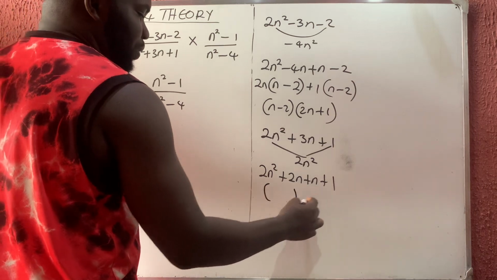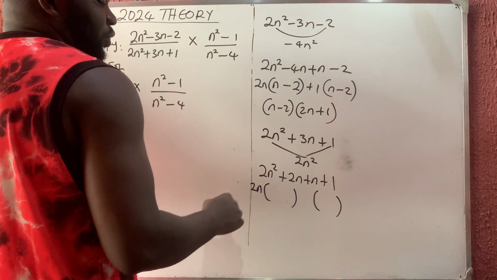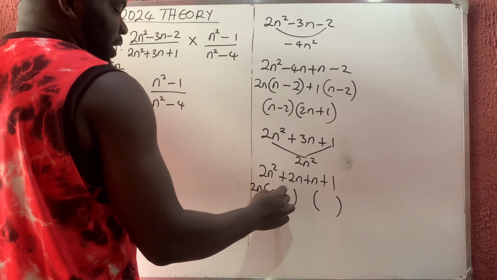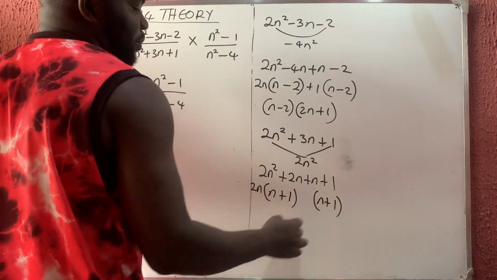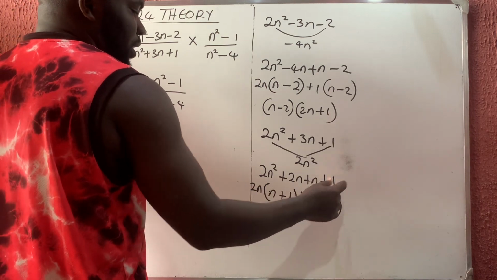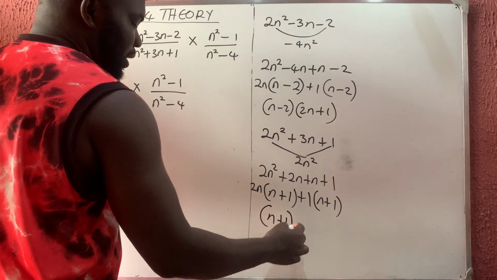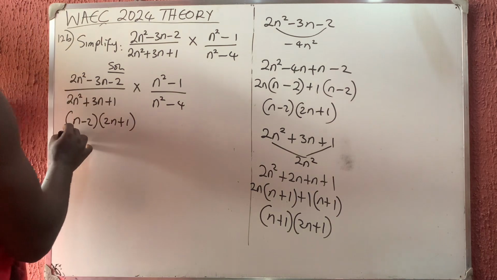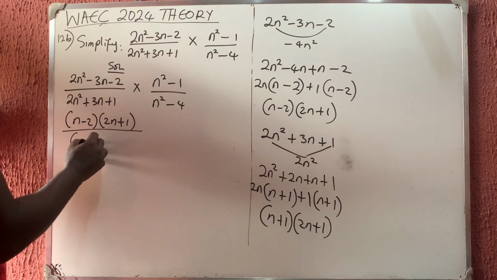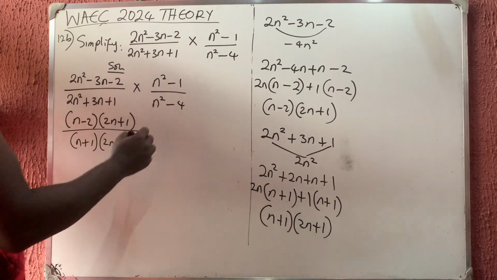If I open two brackets, I'll see that what is common between these two is 2n. When this is divided by this, I'm having n plus, and when this is divided by itself, I have 1. So let me repeat it here, n + 1, plus plus is plus, and 1 divided by 1 is 1. So n + 1 and 2n + 1 are the two factors for the denominator. So I'm having (n + 1)(2n + 1) as the denominator, times.